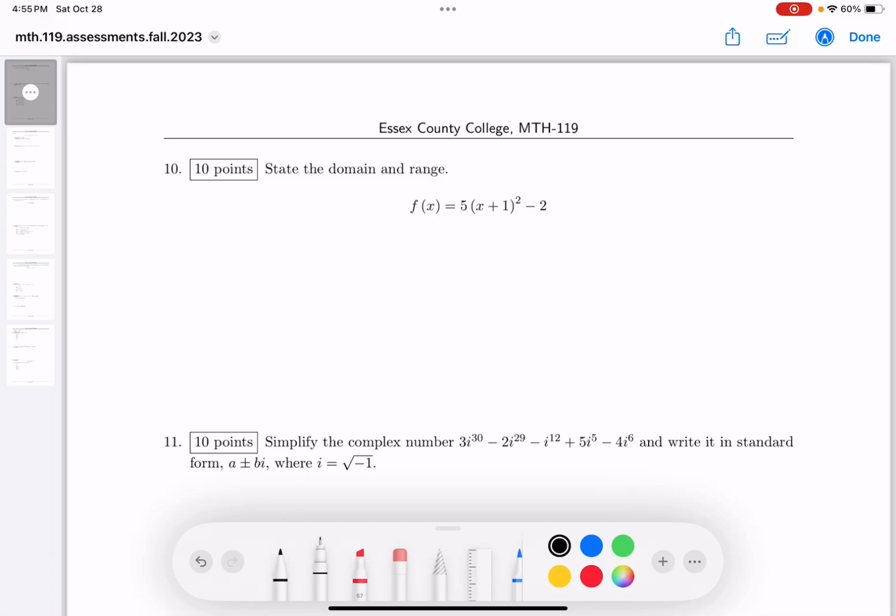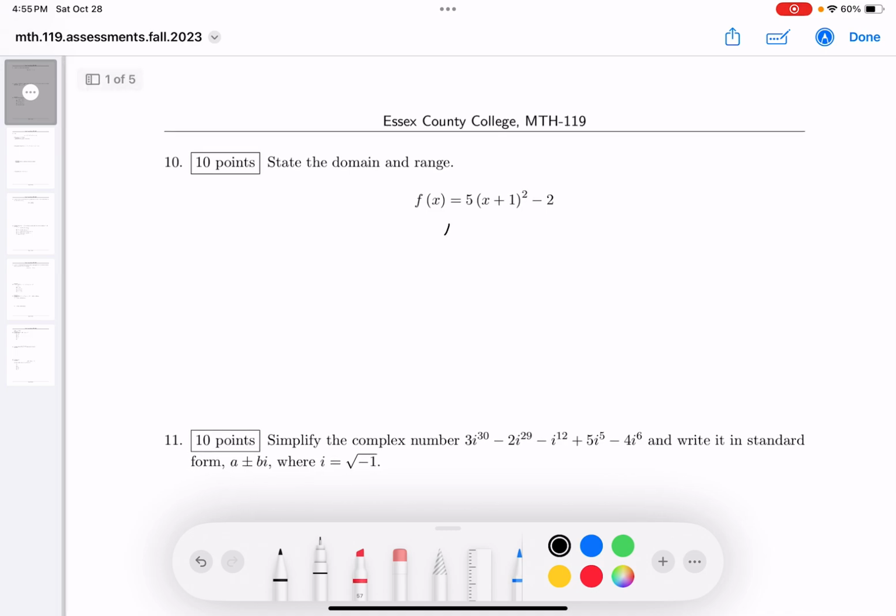Okay, number one, state the domain and range of this function. It's a parabola. Let's say the domain of that is all real numbers. That's pretty simple.